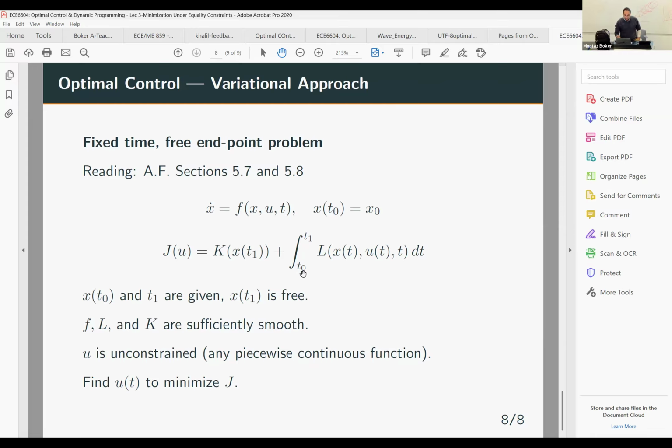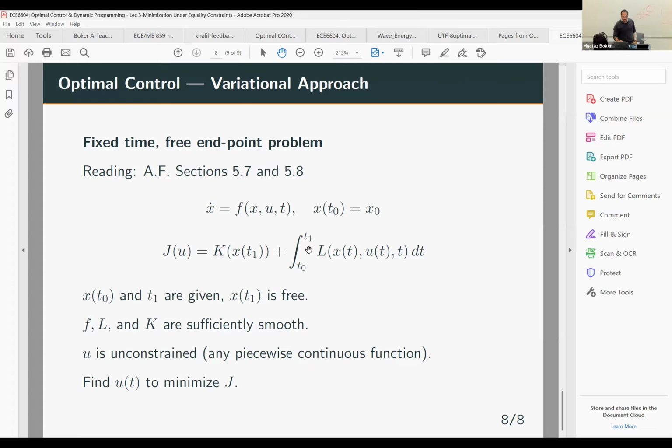So this problem is defined over a horizon. The horizon is from t naught to t1. T naught is the initial time, t1 is the final time, okay? So you have a function of x at t1, the final time, plus the integral from t naught to t1 of another function of x, u, and t with respect to time. K and L, we define them. We, the users, define them. They will be given to us, or we define them according to the application at hand.